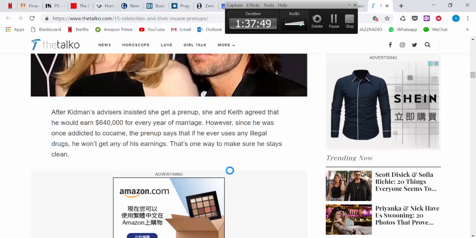After Kidman's personal advisors insist she gets a prenup, she and Keith agree that he would earn $640,000 every year. However, since he was once addicted to cocaine, the prenup says if he ever uses any illegal drugs, he won't get any of his earnings, and probably she will divorce him. Okay, so that's an example. You do something bad, I walk. The ISDA is kind of a little bit like that.